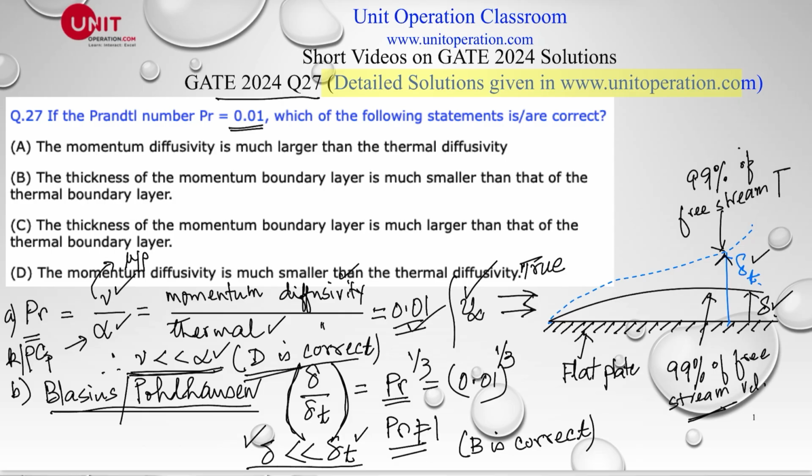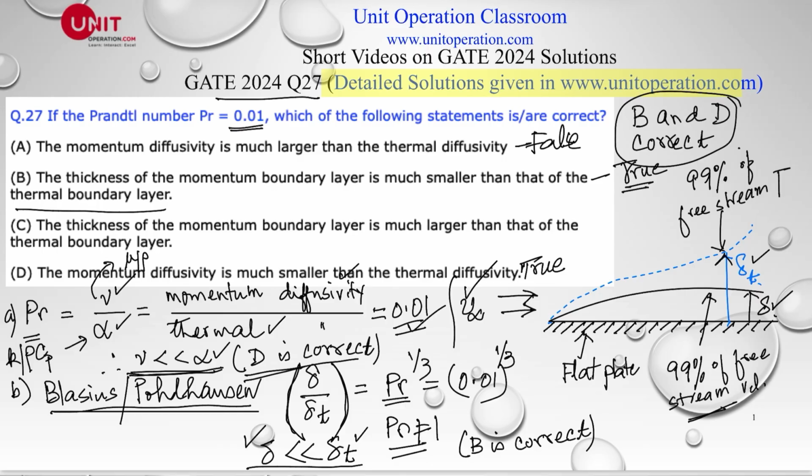So we can say that the momentum boundary layer thickness is much smaller compared to that of the thermal boundary layer. So this is also true. So therefore, B and D are correct options. This is false and C is also false.